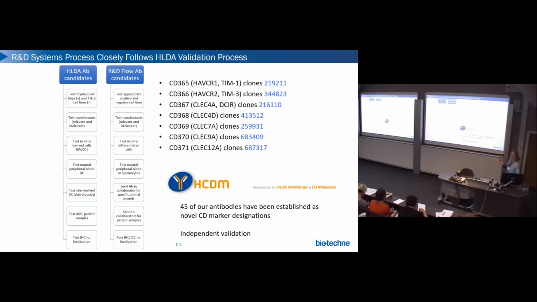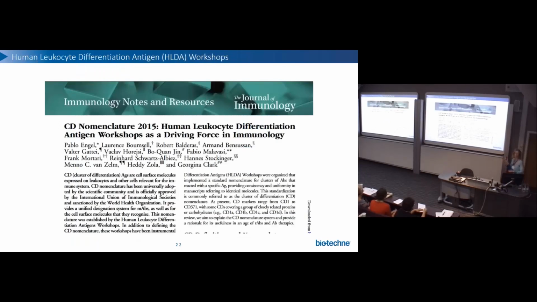We're also partnering with the HLDA. This is our external validation. We're participating every time they make a round of new CD markers. And so far, we've been able to contribute 45 antibodies to the HLDA organization and establish the CD markers with our antibodies. We're following their process very, very closely, as much as we can. We don't have access to all the clinical samples, but everything else that we can, we pretty much use the same process that the HLDA is putting out. And this was just one of the later papers where they established new CD nomenclature in 2015.